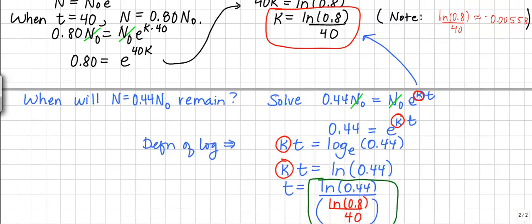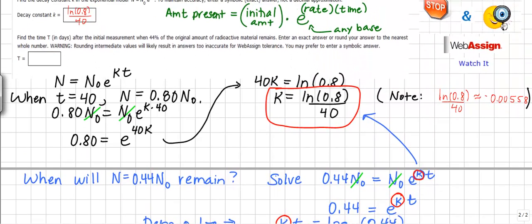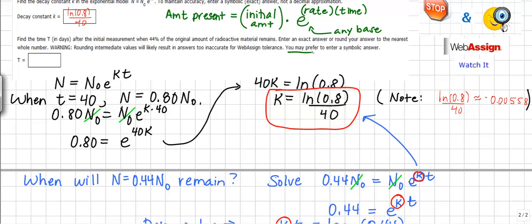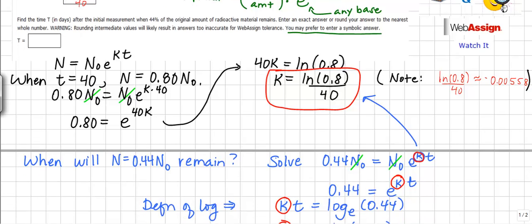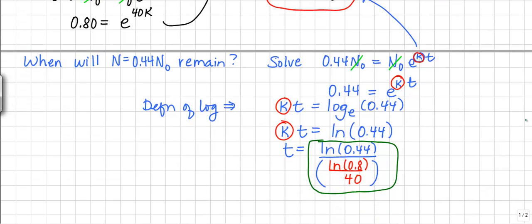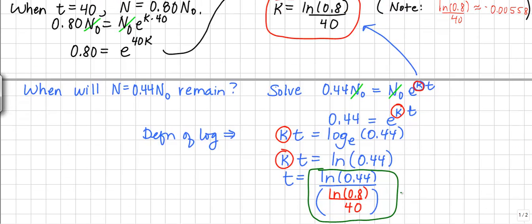And now let's scroll back up just briefly. It says you may prefer to enter a symbolic answer. When that is the case, these guys are perfectly acceptable. Those are exact symbolic answers. But if you want a number crunch to check yourself, it'll certainly help you to make sure, for example, that you don't get a negative time. That wouldn't make sense. And so definitely double check yourself when you're doing your homework.